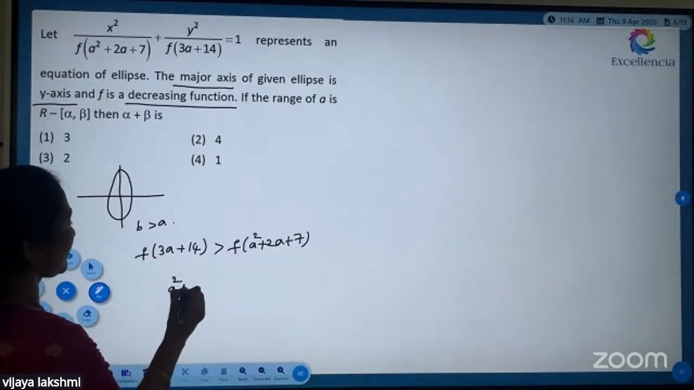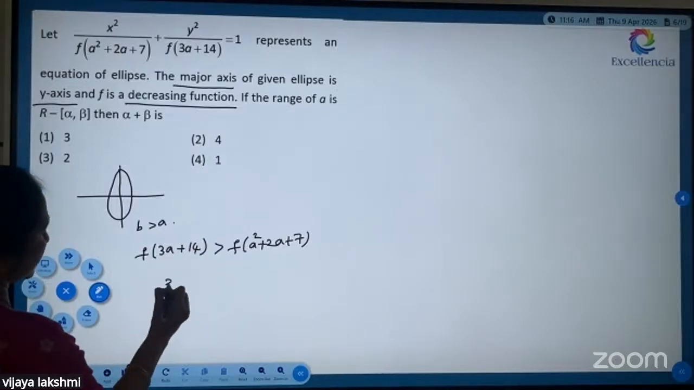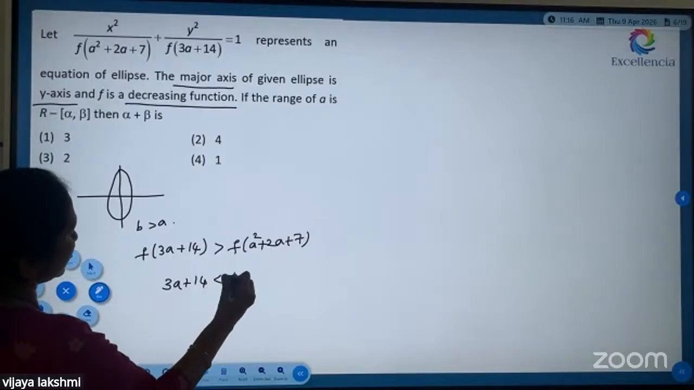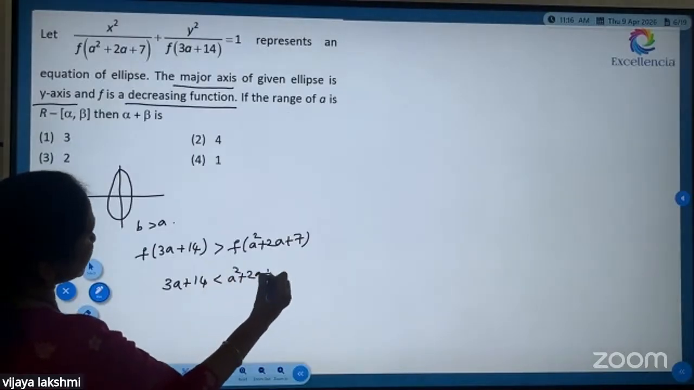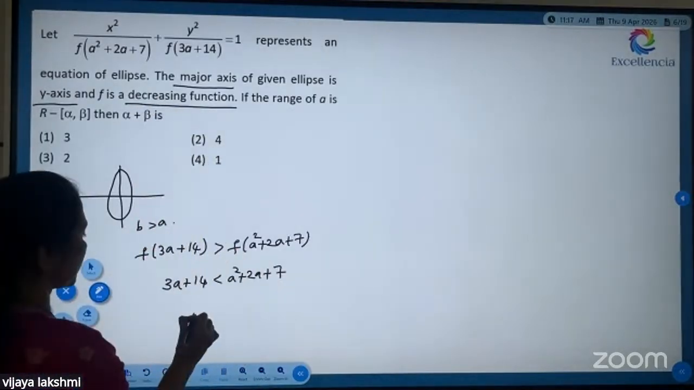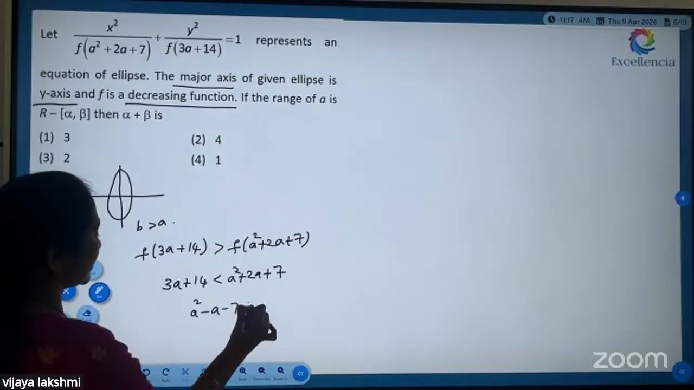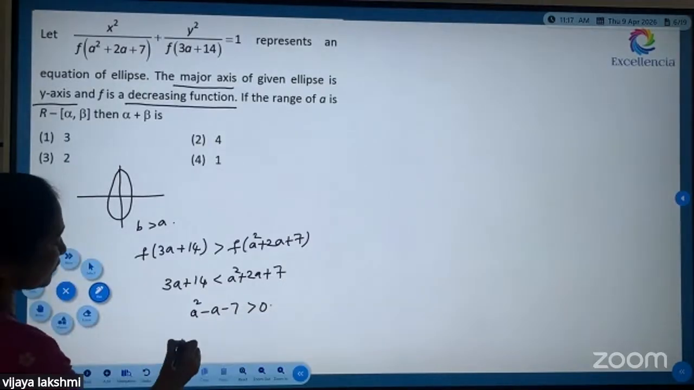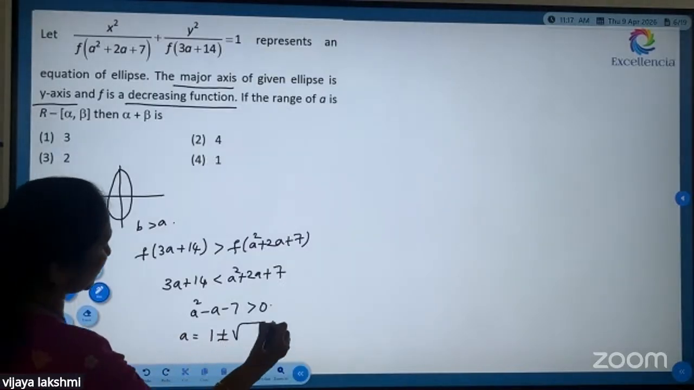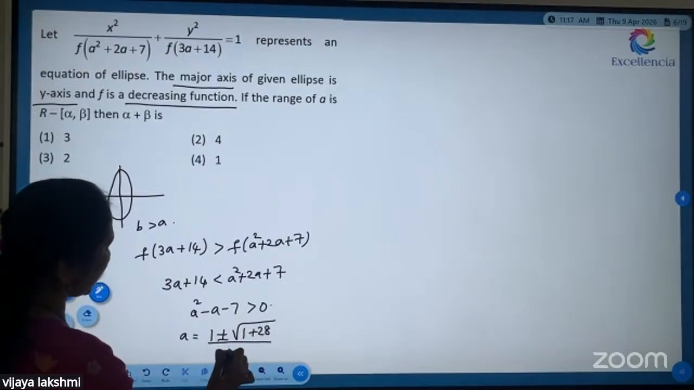3a plus 14 is less than a square plus 2a plus 7, because it is a decreasing function. Now if you simplify it, a square minus a minus 7 greater than 0. Now if you factor it, generally we write minus b plus or minus root of b square minus 4ac, here you get plus 28, all by 2.